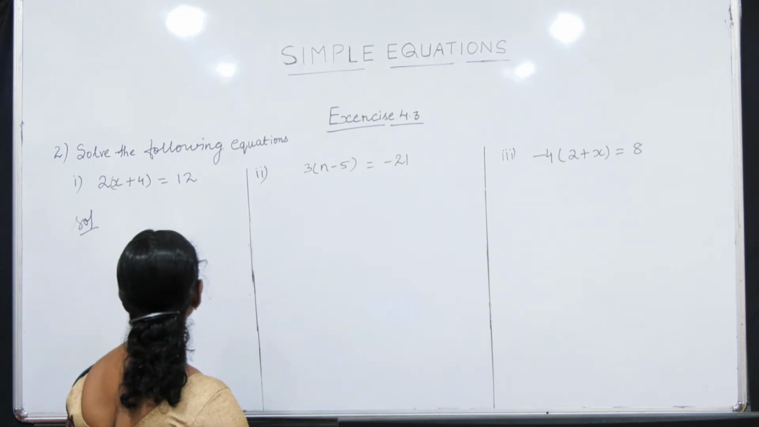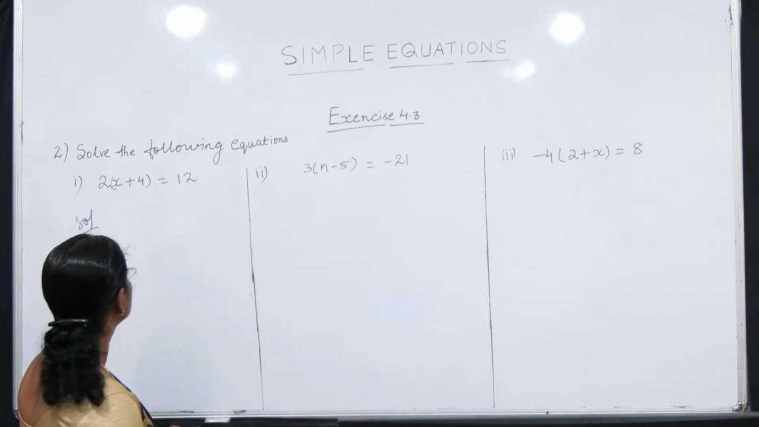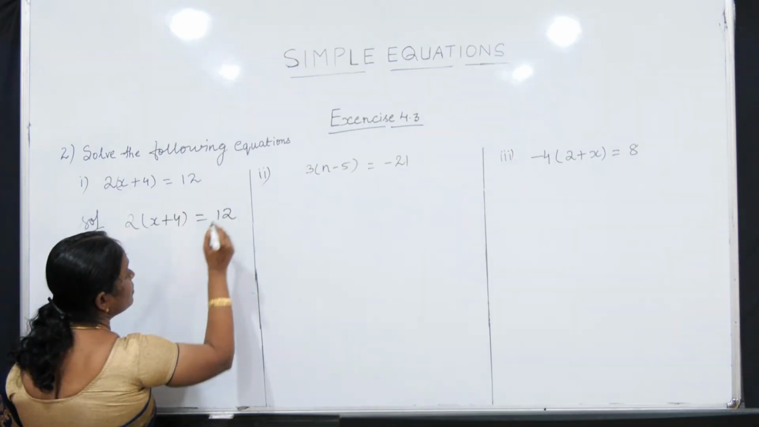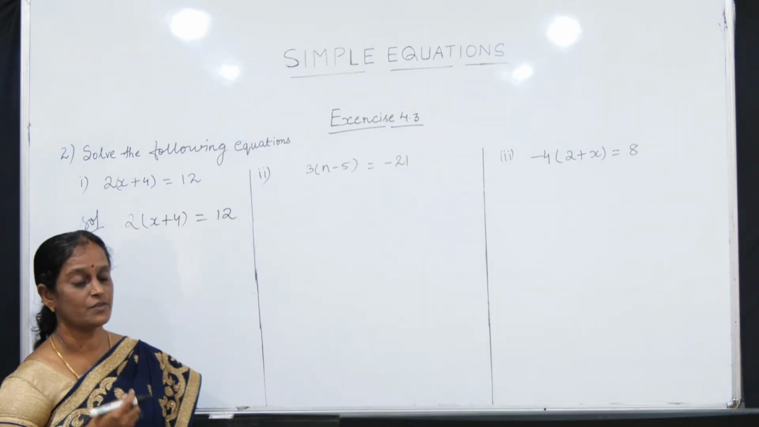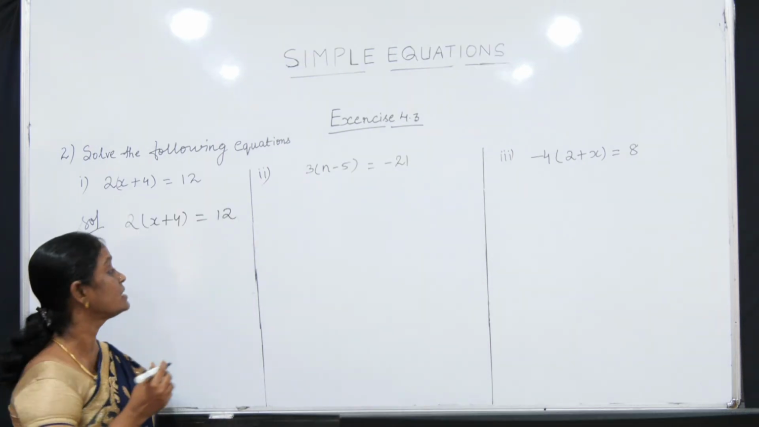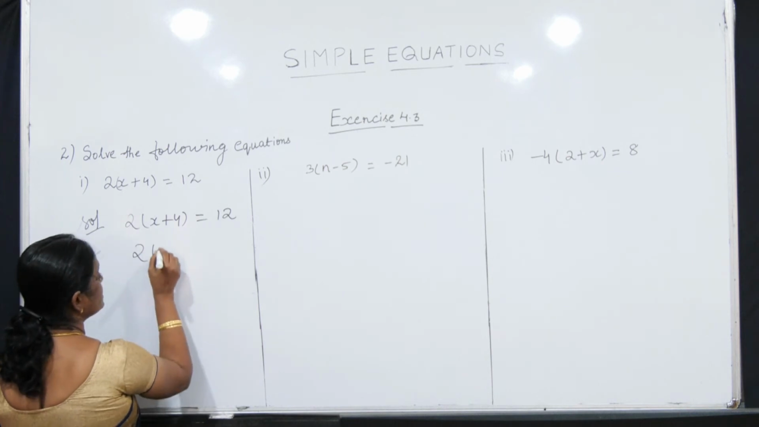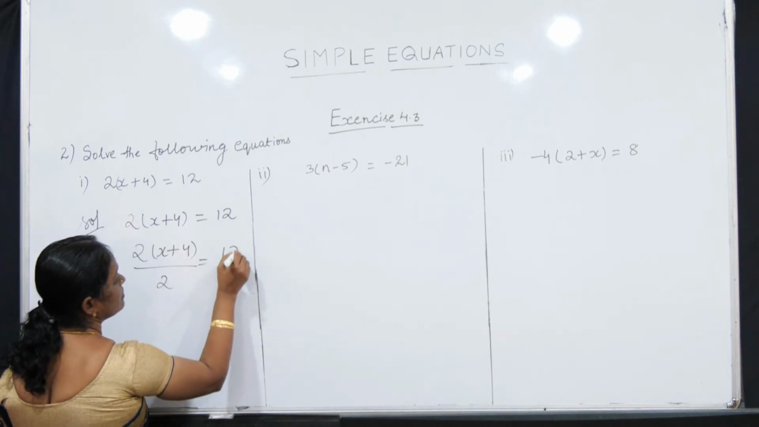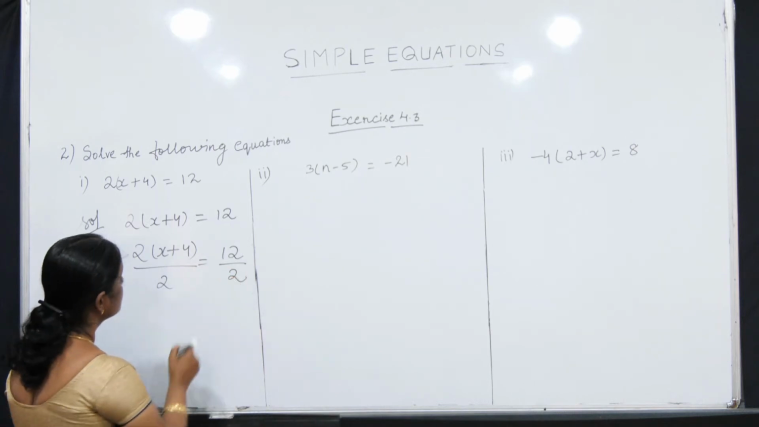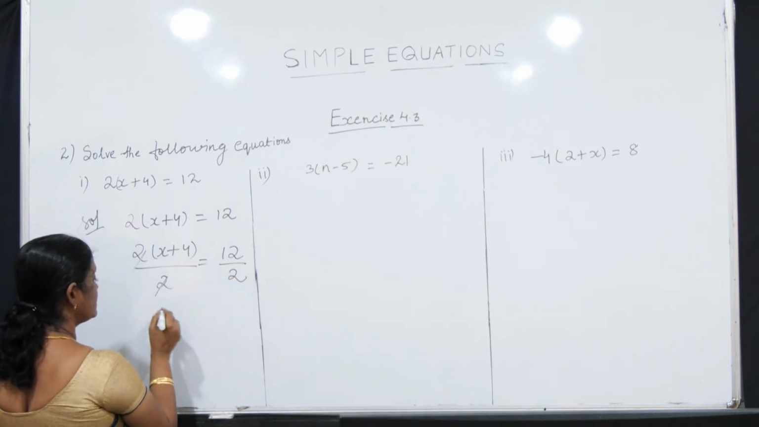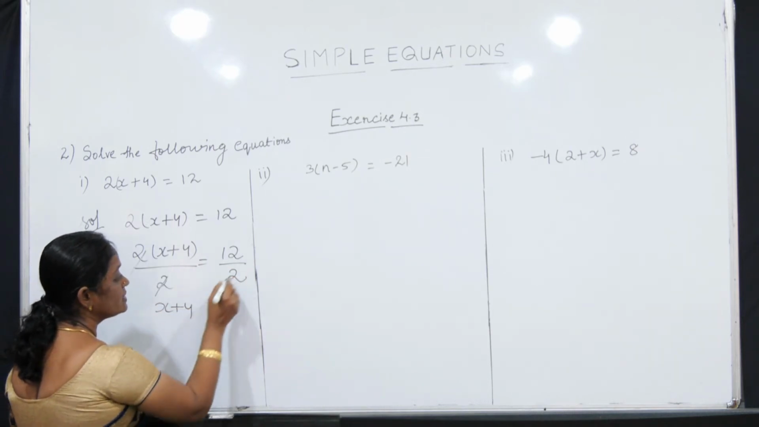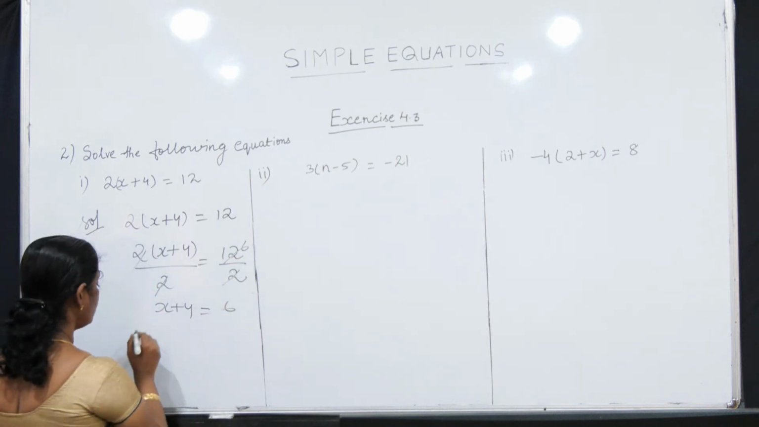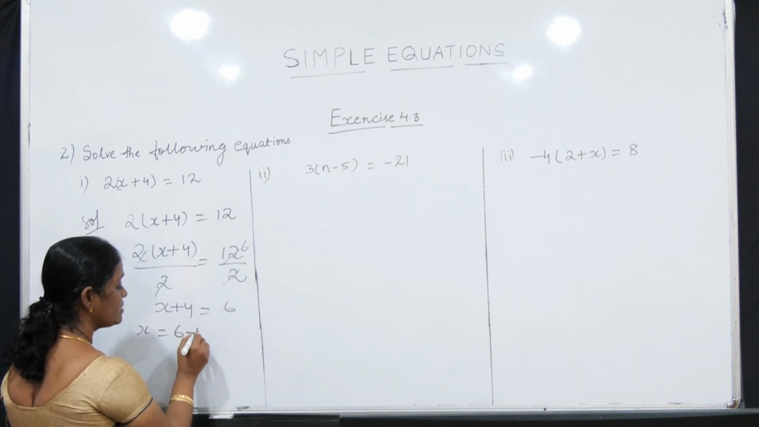Now students, question number 2, solve the following equation. The first equation is 2 into x plus 4 is equal to 12. Now we will divide both the sides of the equation by 2 to remove the brackets here. So here dividing both sides of the equation by 2. Here 2 will get cancelled and x plus 4 is equal to 2 sixes are 12. This 6 here. Now x is equal to 6 minus 4.